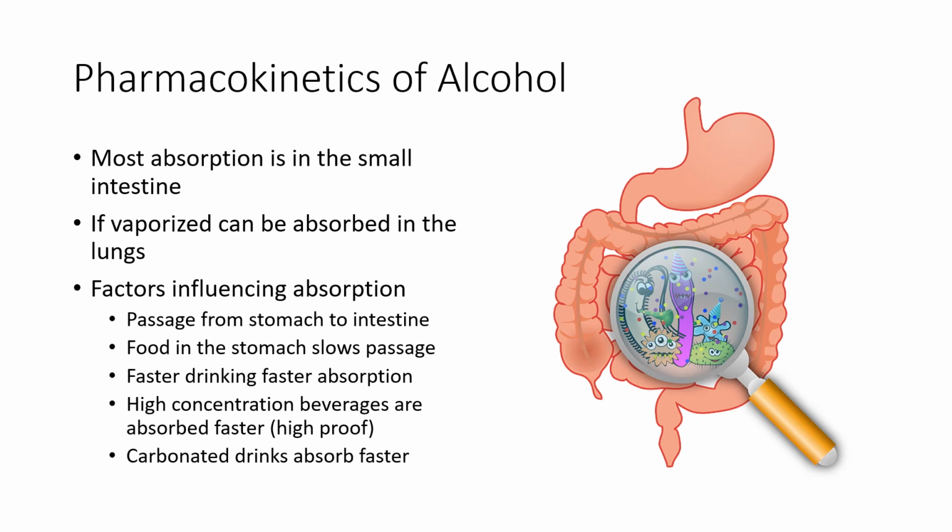The pharmacokinetics, or movement, of alcohol. Most is absorbed in the small intestine. It can be vaporized and then absorbed in the lungs. Factors which influence absorption include passage from the stomach to the intestine. There's a little valve, a pyloric valve, at the end of the stomach, and if the stomach is irritated, that closes and results in vomiting and throwing up the irritating food. Food present in the stomach can also slow the passage. Faster drinking, however, results in faster absorption. High concentration beverages are absorbed faster. They're higher proof. Carbonated drinks also are absorbed in the intestine much more rapidly.